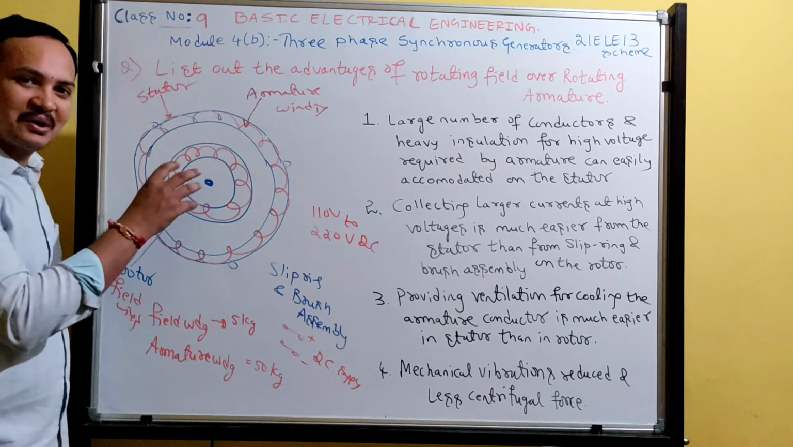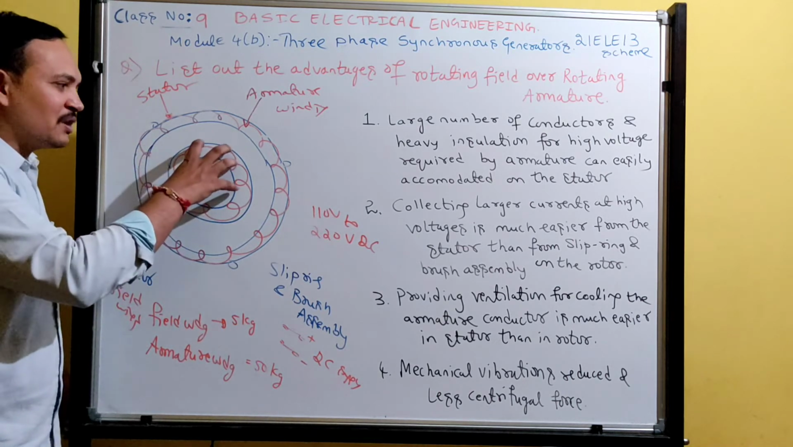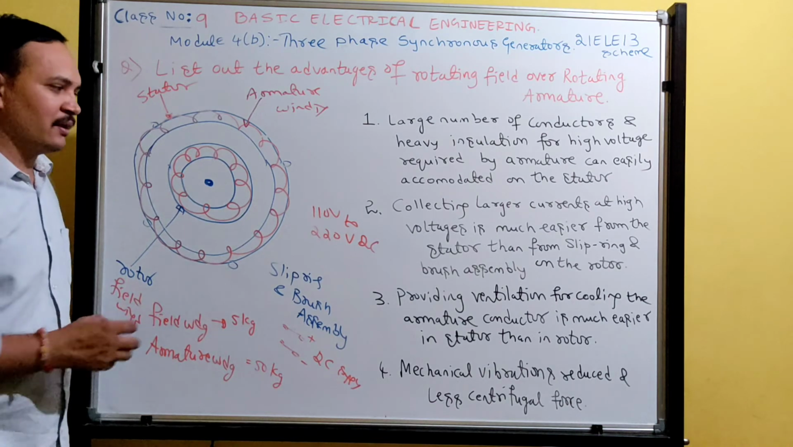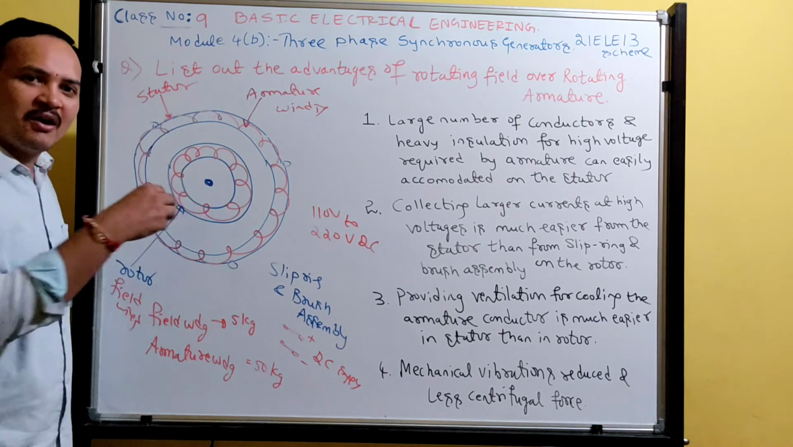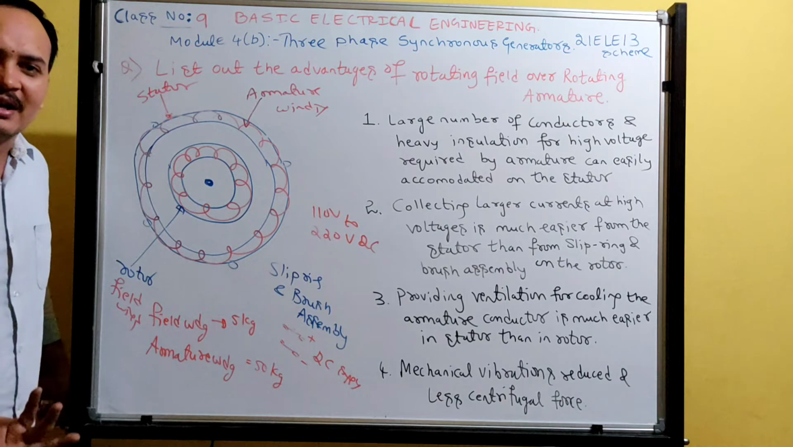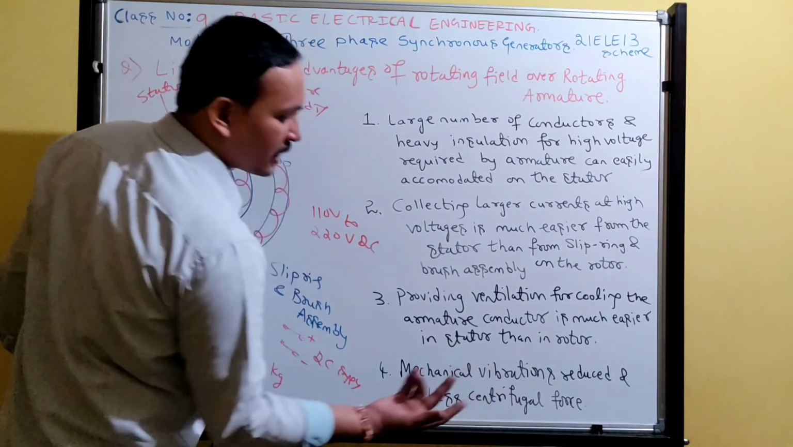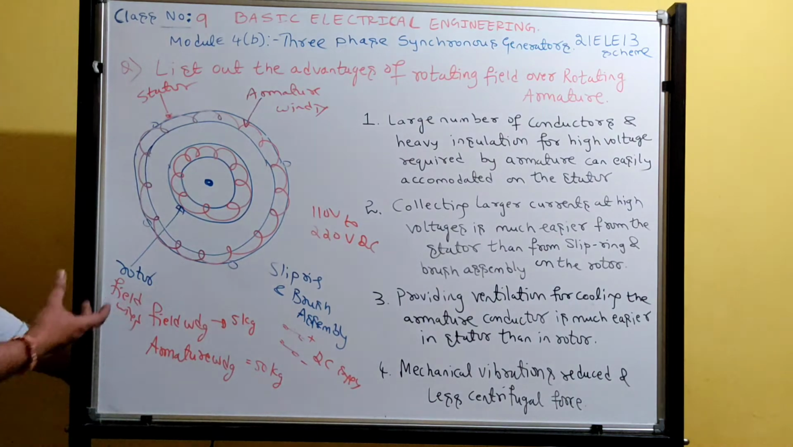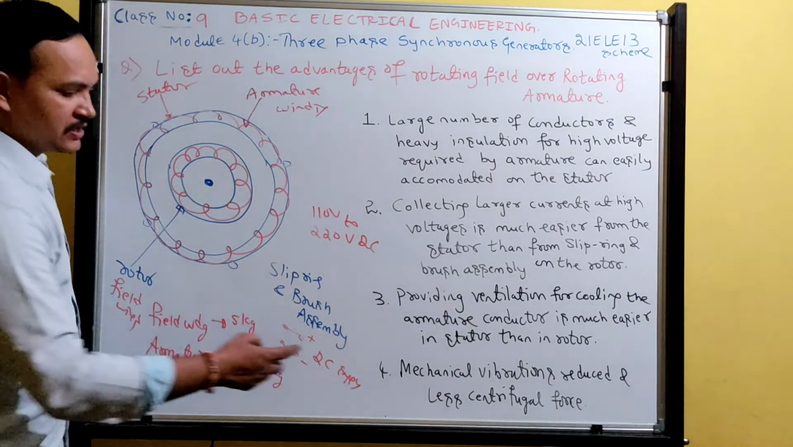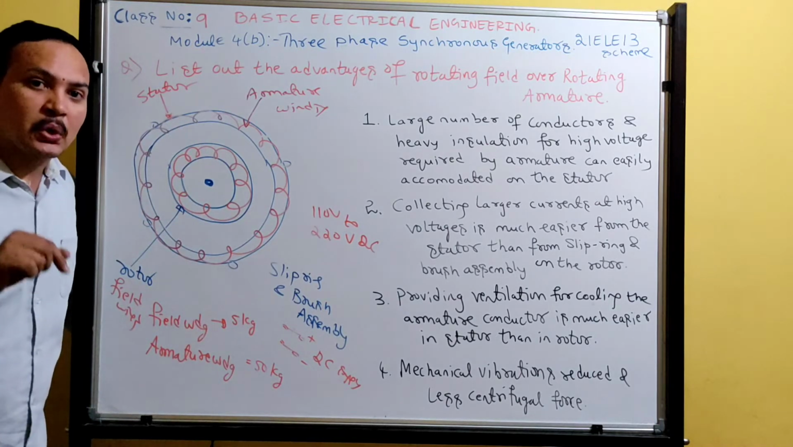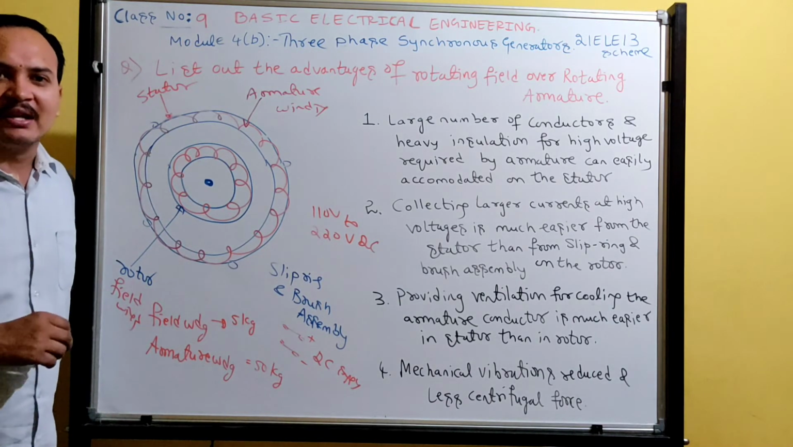Next, mechanical vibrations are reduced. If I rotate the field, the total weight of the field winding is very less compared to the armature winding. So the net weight reduces, and obviously mechanical vibrations reduce. Then also less centrifugal force. And the last, fifth point, which I said at the start: it is always better to rotate low moment of inertia.